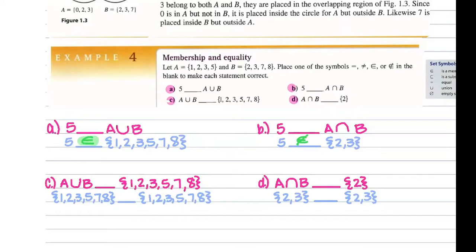For C, we have A union B, blank, {1, 2, 3, 5, 7, 8}. Well, A union B are the numbers in both A and B. So that's the set of 1, 2, 3, 5, 7, and 8. That is actually identical to {1, 2, 3, 5, 7, 8}. So these two are equal to one another.